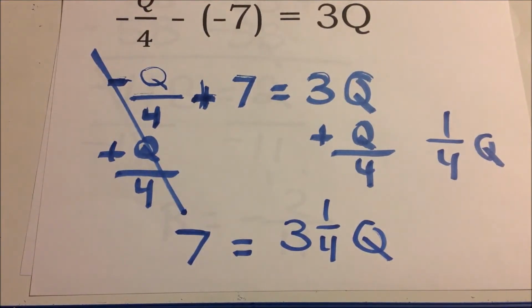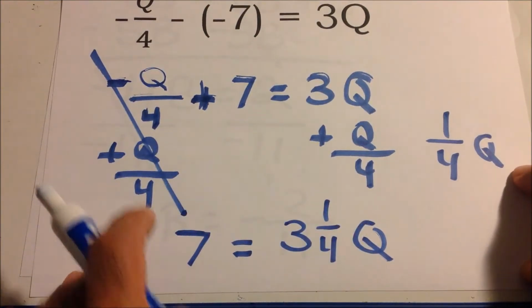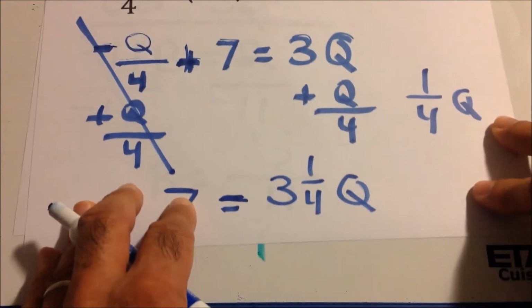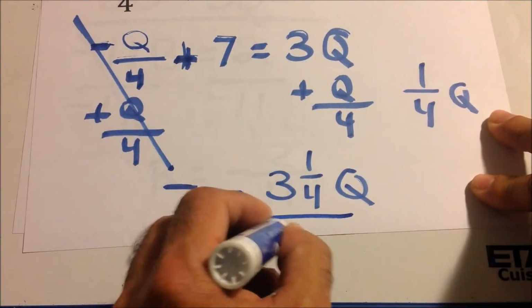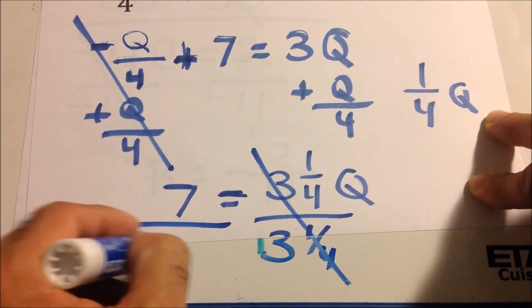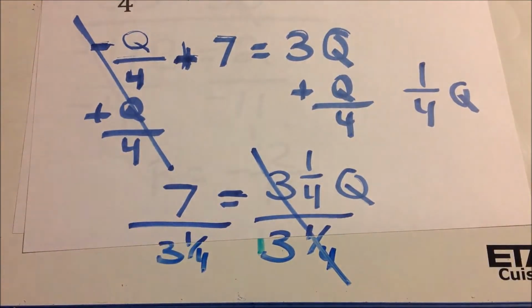Now what do we do? We need the q alone. So we're going to divide the 3 and 1/4, or 3.25 if you want to use a decimal. So divide that out, we'll bring this up. So we're going to divide now 3 and a quarter, cancels, and we're going to divide 3 and a quarter on that side. Okay, so I'll just keep that there for a minute so you see it.